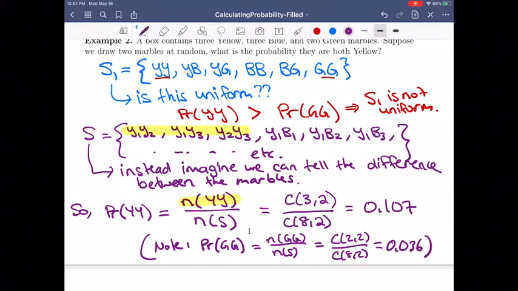So our intuition that GG was less likely than yellow, yellow is true. So this one is less than that one. You want to be careful about the sample space. You want to make sure it's uniform. This trick that we used here is one that we will often use, where you assume you can tell the difference between things, even if you can't. All that's going to do is give you even more ways that your event can happen.